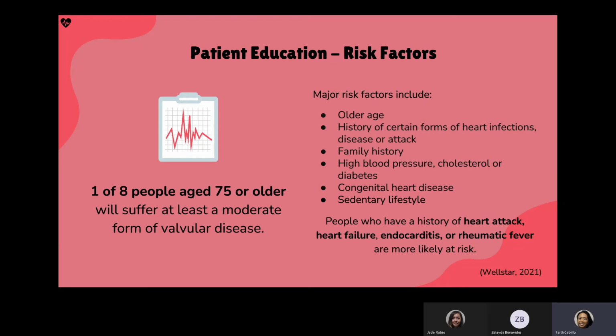Listed here are some of the major factors of valvular heart disease, which include older age, history of certain forms of heart infections, heart disease, or heart attack, family history of heart disease, any underlying conditions such as high blood pressure, cholesterol, or diabetes, congenital heart disease, which is present at birth, and sedentary lifestyle, which is lack of physical exercise. The more at-risk patients for valvular heart disease are the elderly, or who have a history of heart attack, heart failure, endocarditis, or rheumatic fever.